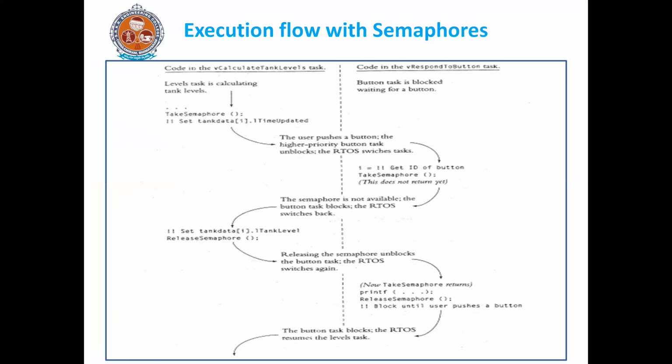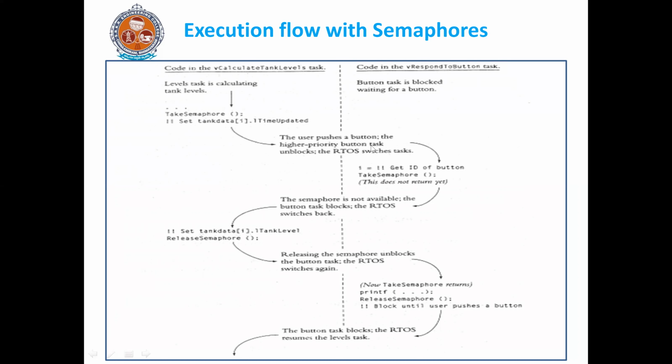This is the execution flow, whatever I have explained in the previous slide, showing how the execution flows with the semaphores. This is the code for calculate tank level task, and this is the code for respond to button task. First, this tank level task is calculating the tank level. Once it takes the semaphore, now what happened? The set tank data of I dot time is updated. I told that immediately after this statement, the button has been pressed by the user.